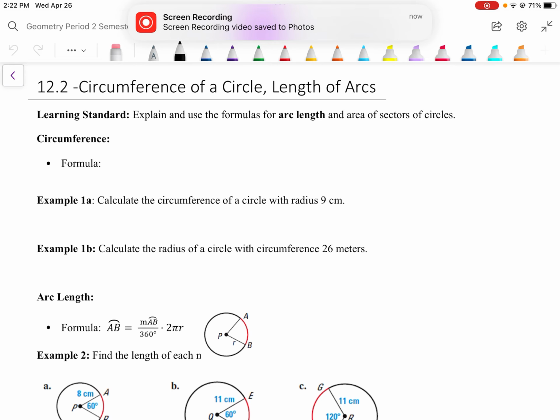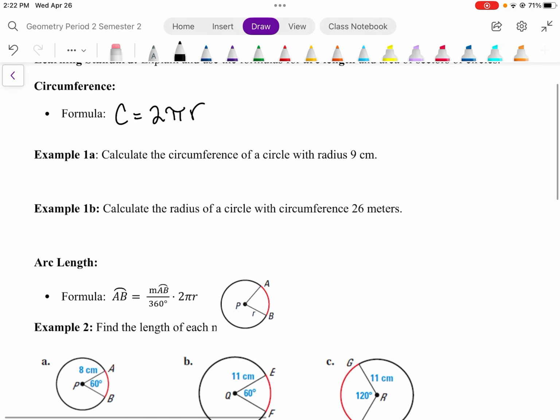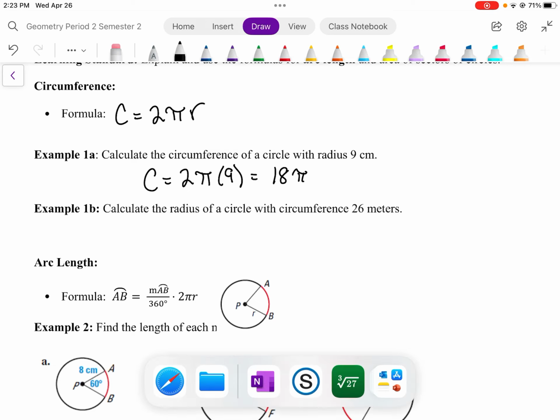12.2 is on circumference of a circle and then lengths of arcs. So for circumference, the formula is equal to 2 pi r, and that's going to be your circumference. C stands for circumference, R stands for radius. So for our first example, calculate the circumference of a circle with a radius of 9. We're just going to plug in our R value, and we're going to give our answer in terms of pi.